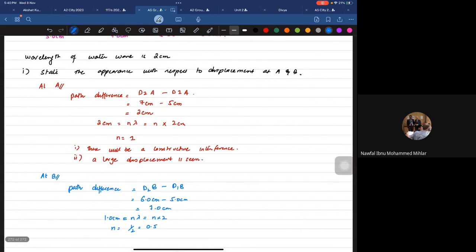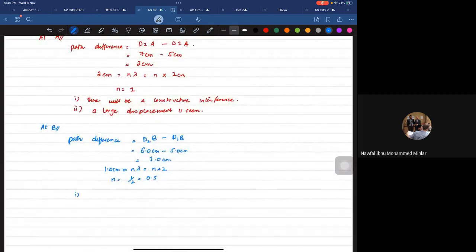The moment you get half, you should understand that you're going to write 2 points. There will be a destructive interference, and now no displacement is seen. Alright, kids? Because they're going to cancel out each other.